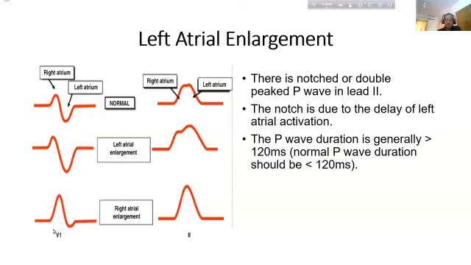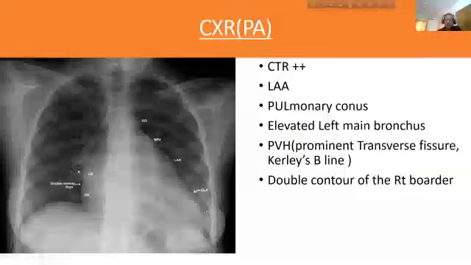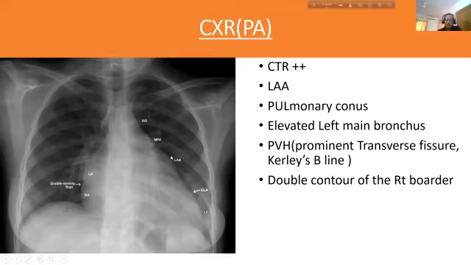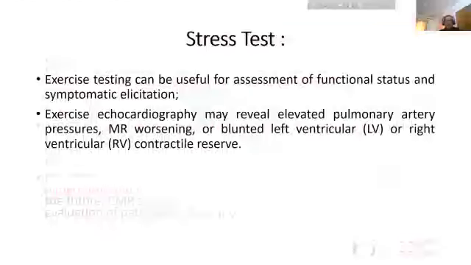And cardiac MRI and CT provide complementary information regarding echocardiography in patients with mitral regurgitation, and particularly MRI is highly accurate for quantifying the degree of mitral regurgitation. It sometimes depicts mitral structure and morphology, especially when planned for mitral valve repair. In that case, it should go for cardiac computed tomography. It also provides volumetric measurements of chamber dimension and function, as well as myocardial fibrosis. And stress test is usually for the assessment of functional status and symptom elicitation. Sometimes stress echocardiography may reveal elevated pulmonary artery pressure and worsening mitral regurgitation, and blunted left ventricular and right ventricular contractile reserve as well.